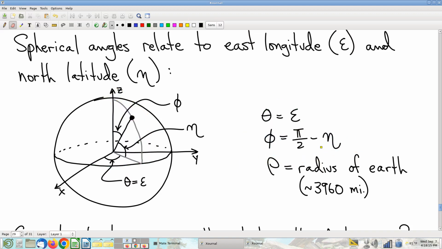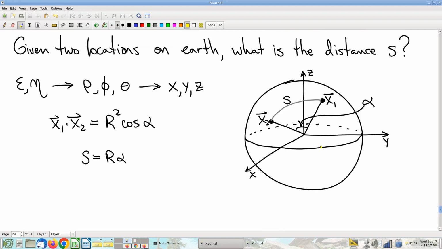A really nice application of this has to do with this question: if you have 2 points on the globe, and you want to compute the distance between those 2 points. So let's suppose x2 here is Durham, and x1 is Stockholm, whatever. I got all my Scandinavian geography confused. So we've got 2 locations. What is this shortest distance?